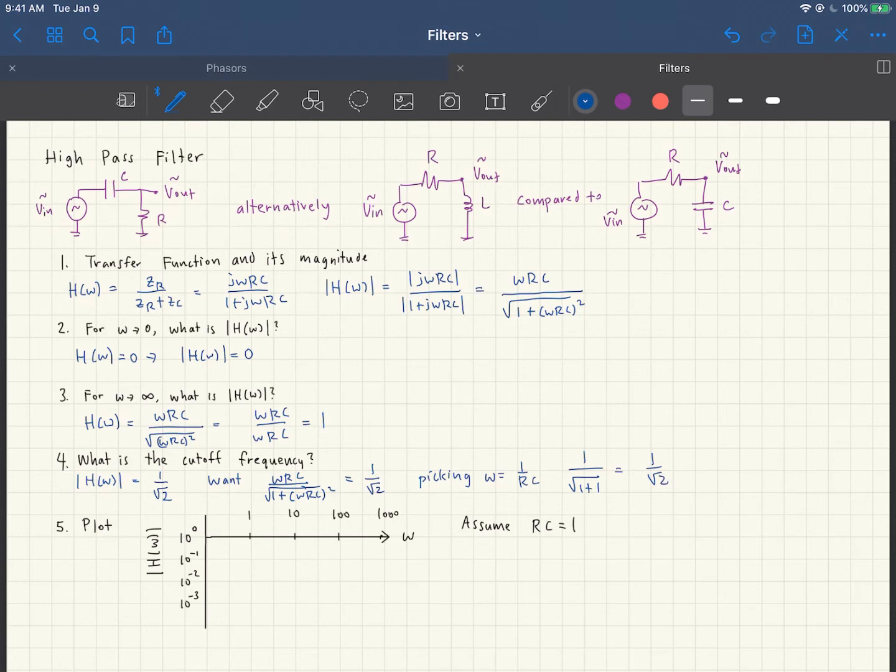Now, if we wanted to plot this, we know that at omega close to 0, it's equal to 0. We have a cutoff of 1 over square root of 2 at 1. Sorry, we're assuming RC is equal to 1. So if we assume RC is equal to 1, we have a cutoff at 1 over square root of 2. And then from there on, it becomes closer and closer to 1. So it's going to look something like this.